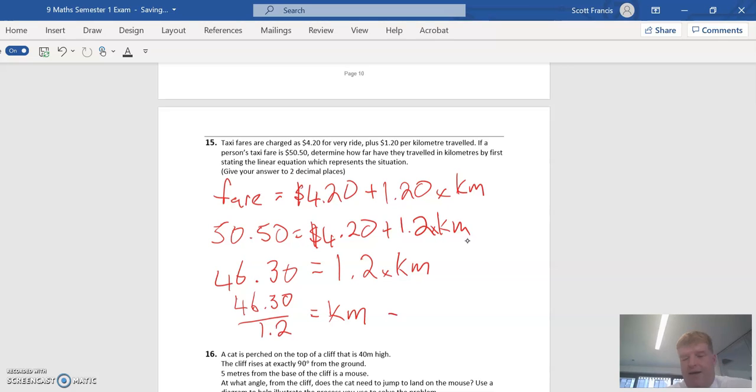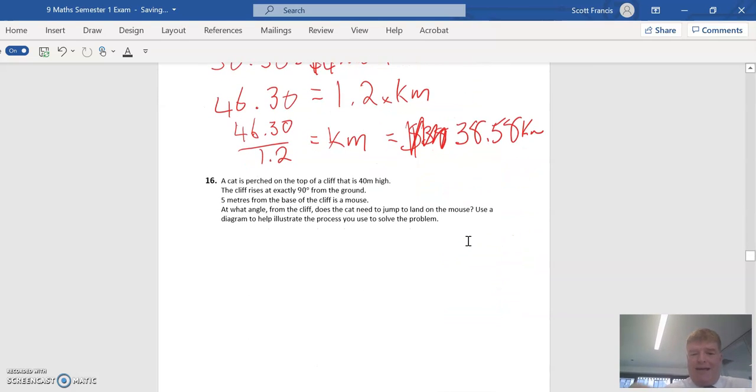And when we calculate that, I've got my calculator here, we've got 46.30 divided by 1.2 equals 38.58. Sorry, it's in kilometres, so 38.58 kilometres.